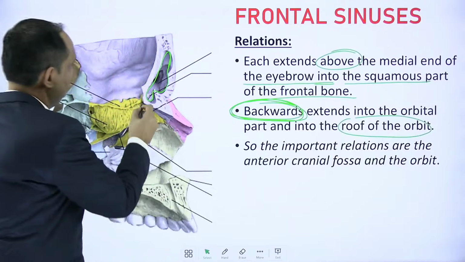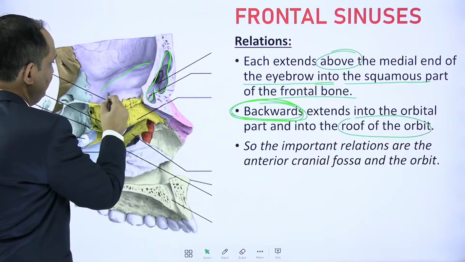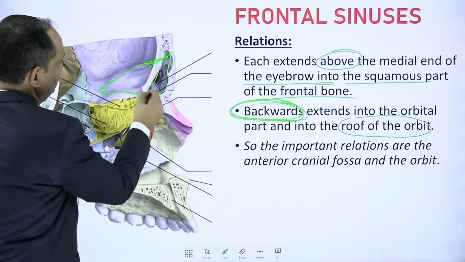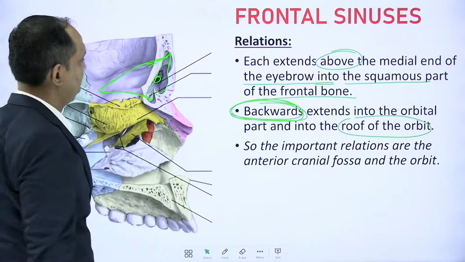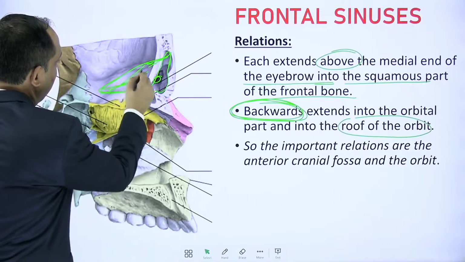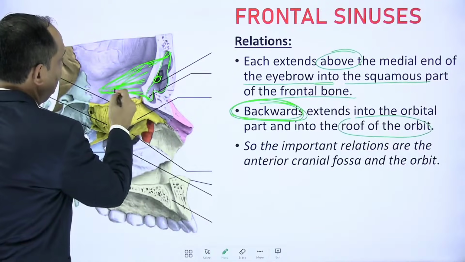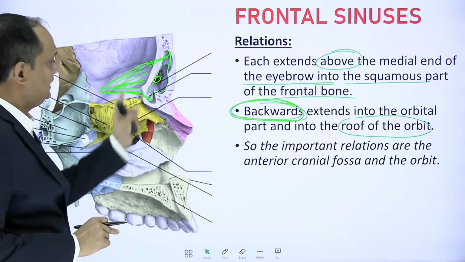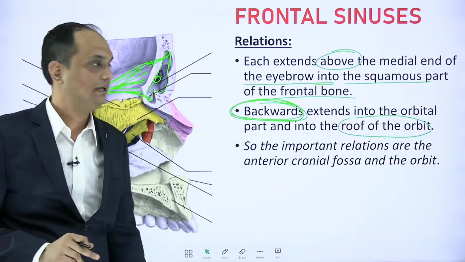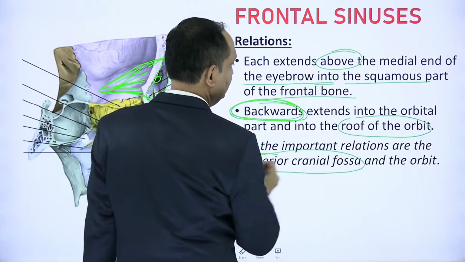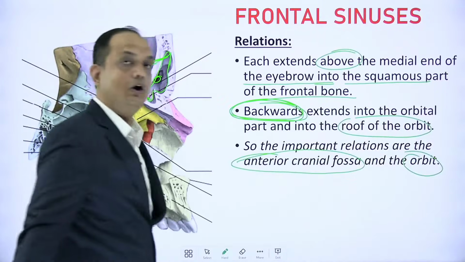Now, in this diagram, you can see this bulge area. This bulge area is nothing but the posterior extension of the frontal sinus, where you can see that this is the opening. So, this part, which is known as the orbital plate of the frontal bone, and it is forming the roof of the orbit, also contains the posterior extension of your frontal air sinus. So, the important relations are, first, the anterior cranial fossa and second, the orbit.